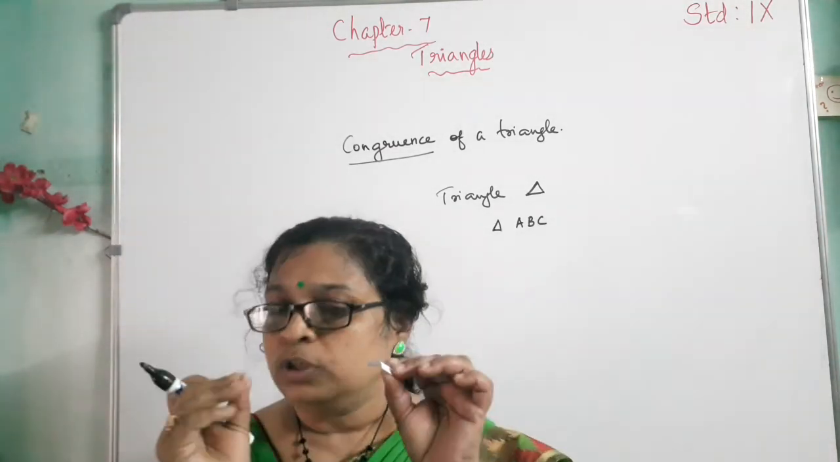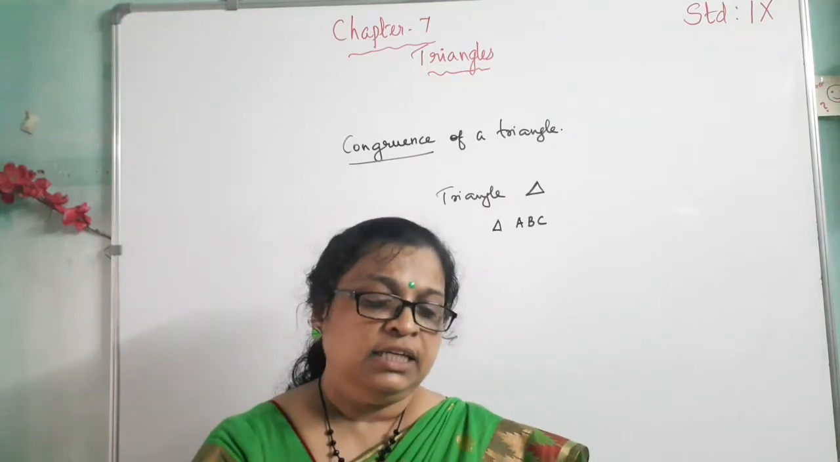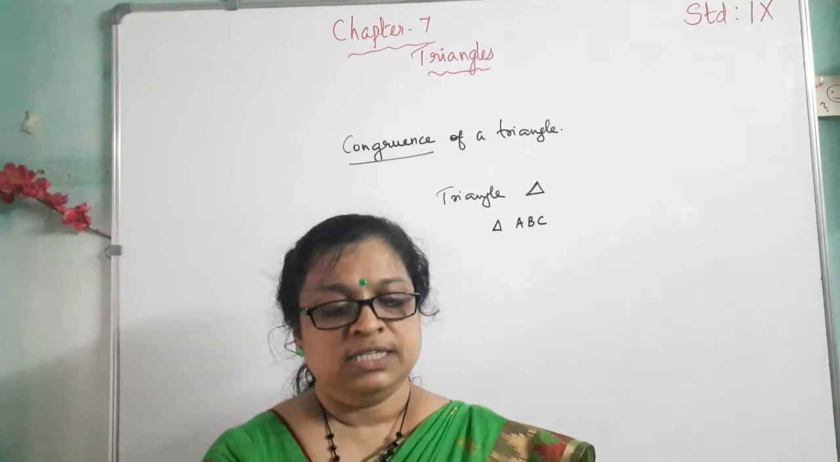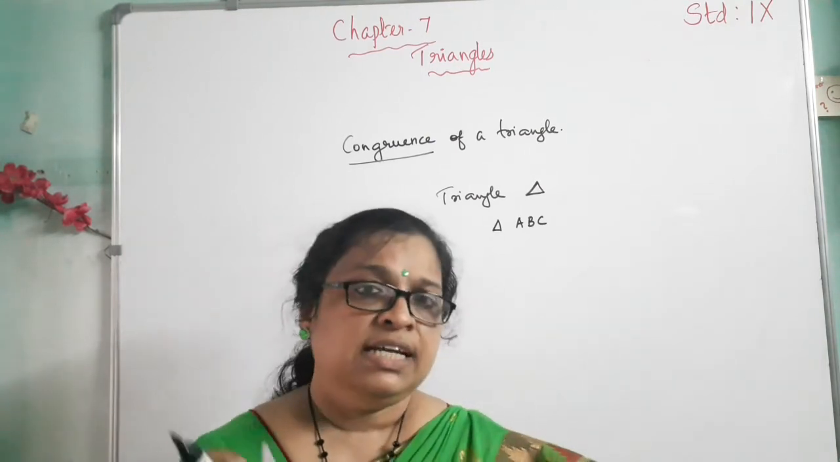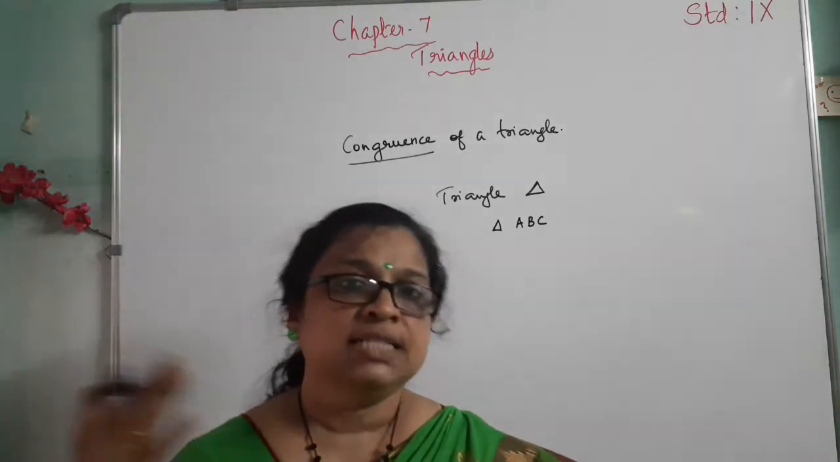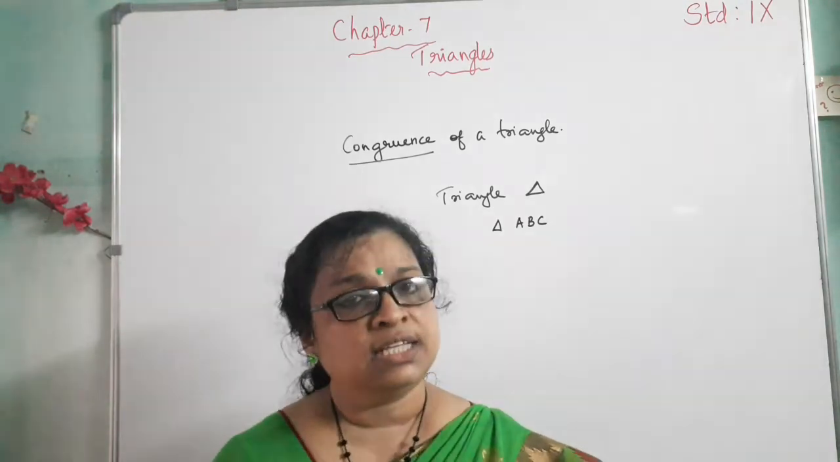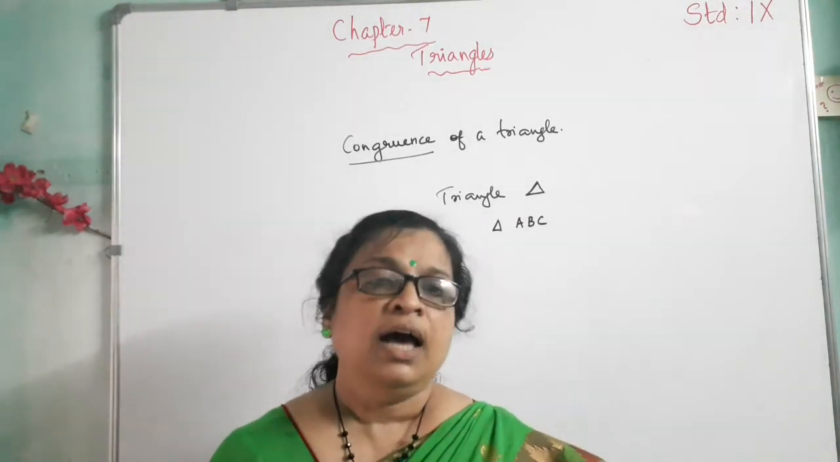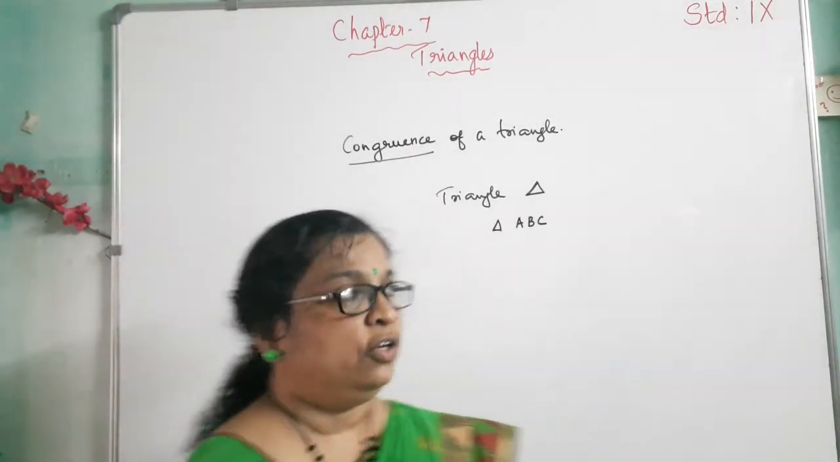Then I cut 2 small triangles. One I put above the other, and it seems to be the same, that is, it seems to be only one triangle. So we can say that these 2 triangles are congruent. That means the sides are equal and the angles are equal. That is, if in 2 triangles all the sides are equal and all the angles are equal, then we can say that the 2 triangles are congruent to each other.